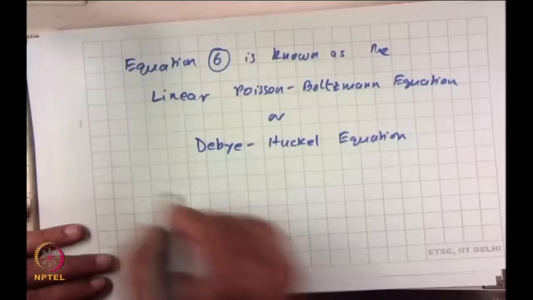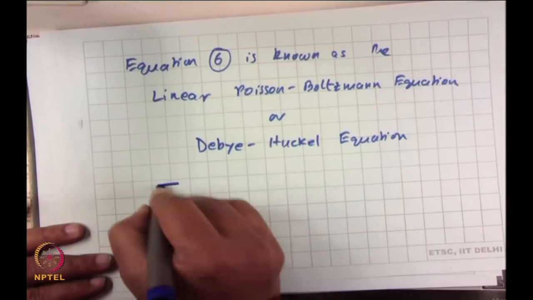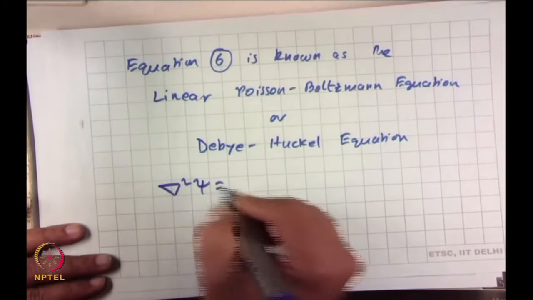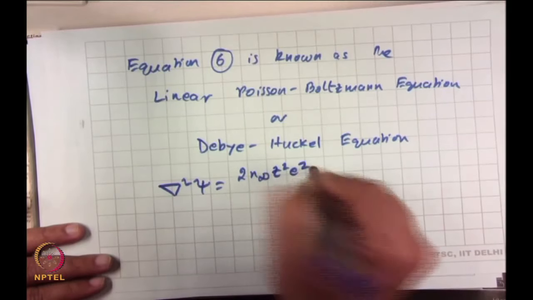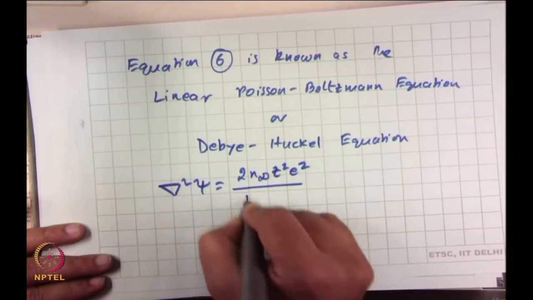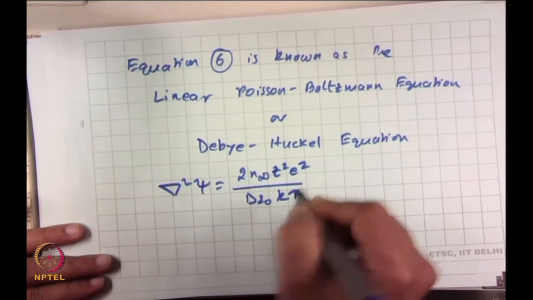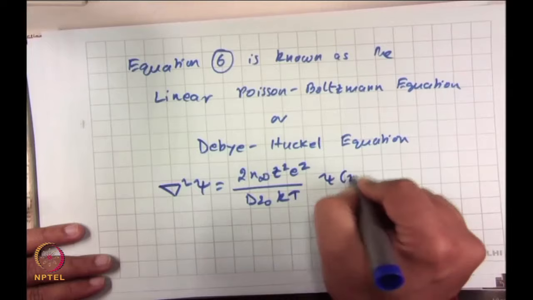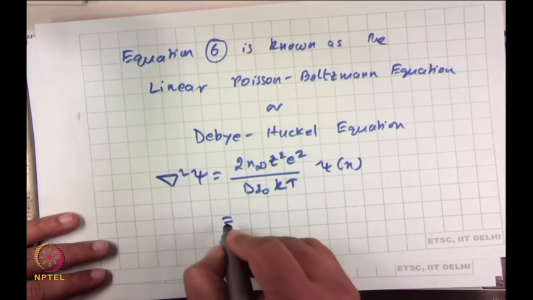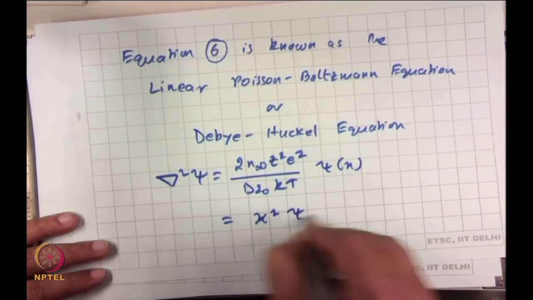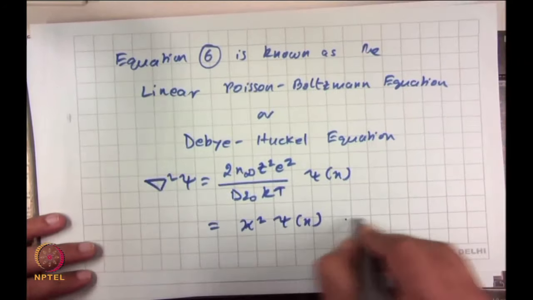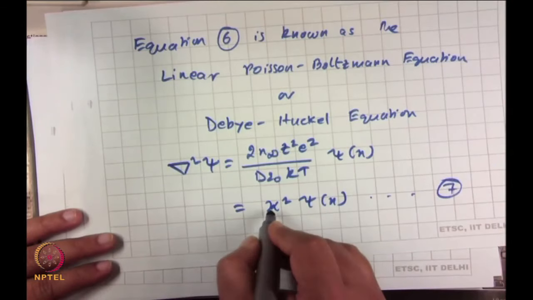So, writing down the equation again, just bear with me. Del square psi is equal to 2 n infinity Z square e square over epsilon 0 k T, times psi of x. This I can write as equal to kappa squared psi of x. This is, say, equation 7. So, this is kappa squared.